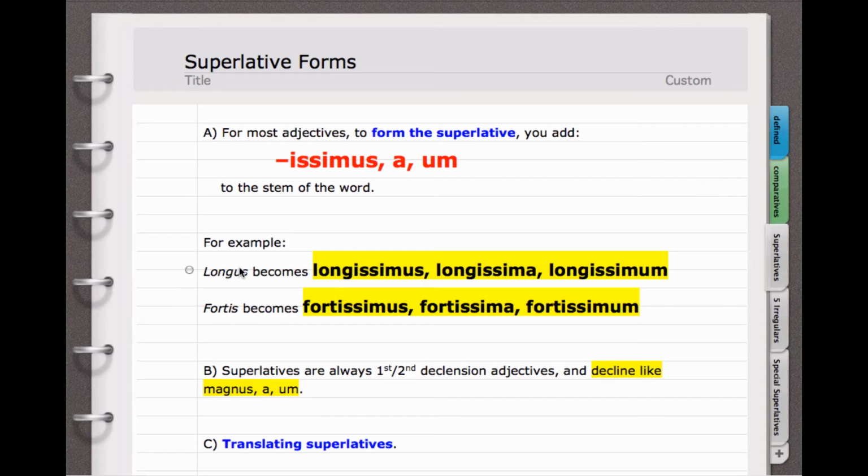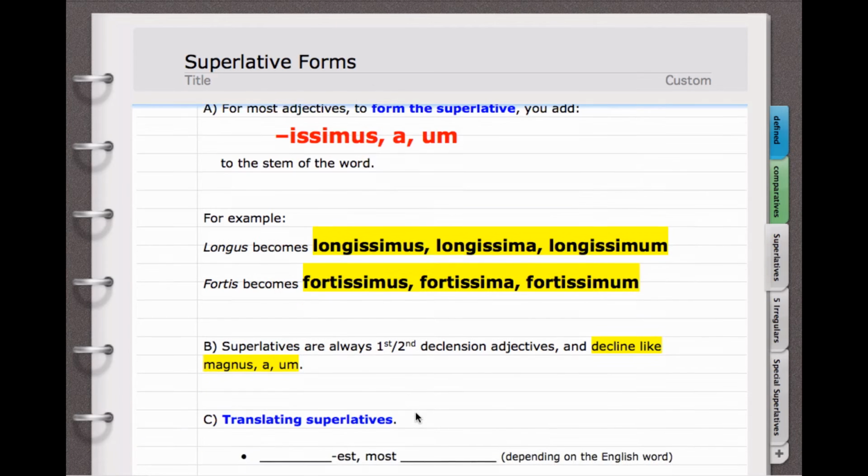Remember that no matter what declension adjective we begin with, the superlative is going to be first, second. They all also decline like Magnus, as it says down here.